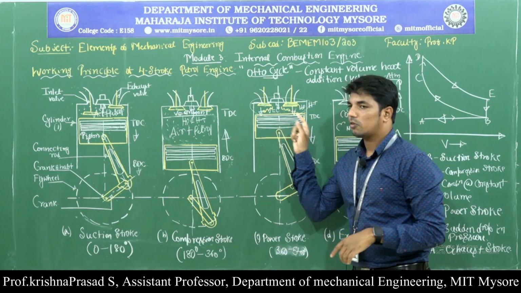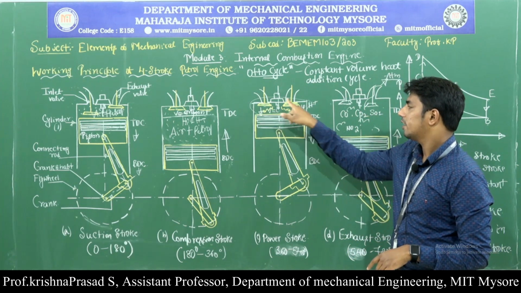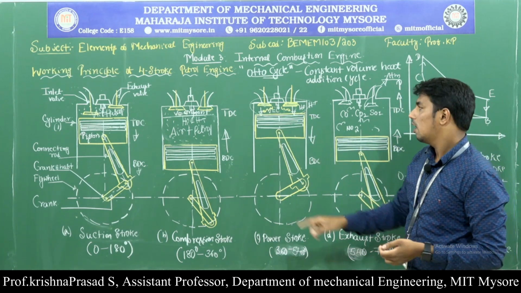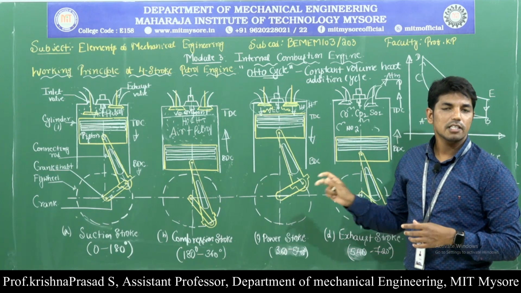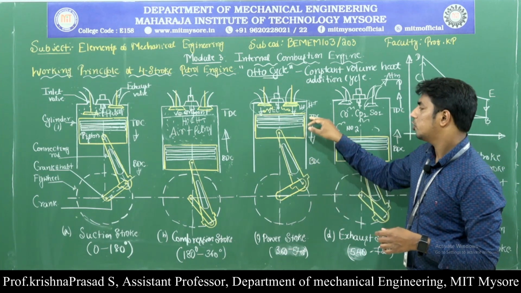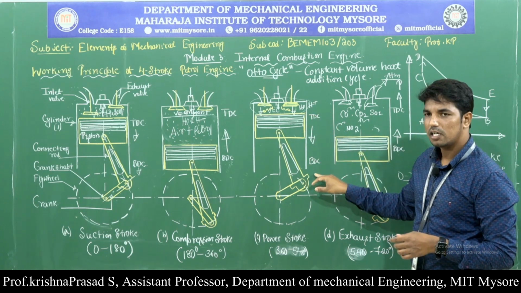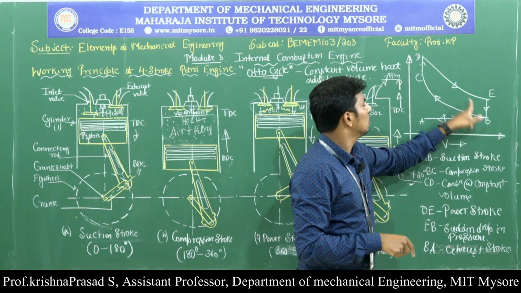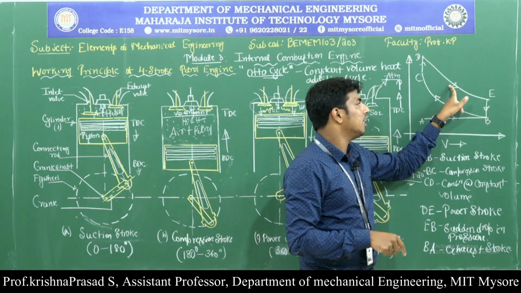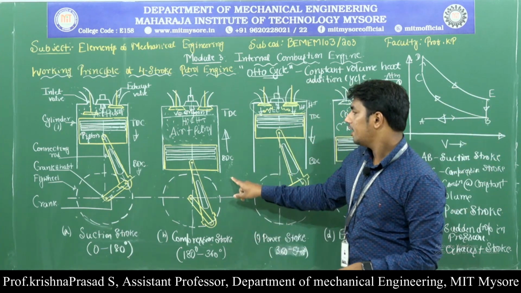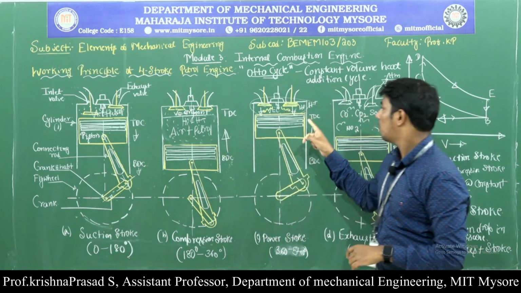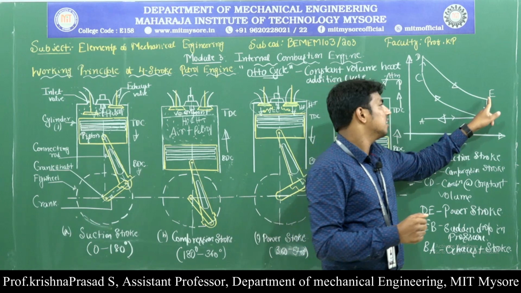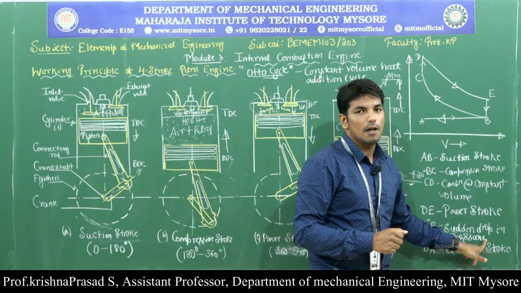Then power stroke. So at the power stroke, both inlet and exhaust valves are closed. Then at the beginning of the power stroke, spark plug ignites and air fuel mixtures are completely going to burn, hence high pressure and high temperature are going to be created. This pushes the piston from top dead center to the bottom dead center. Okay, and here the movement of the power stroke is represented by line DE in the PV diagram. Okay, and at the end of the power stroke, exhaust valve is open, hence sudden drop in pressure is going to take place, hence line EB represents the sudden drop in pressure.